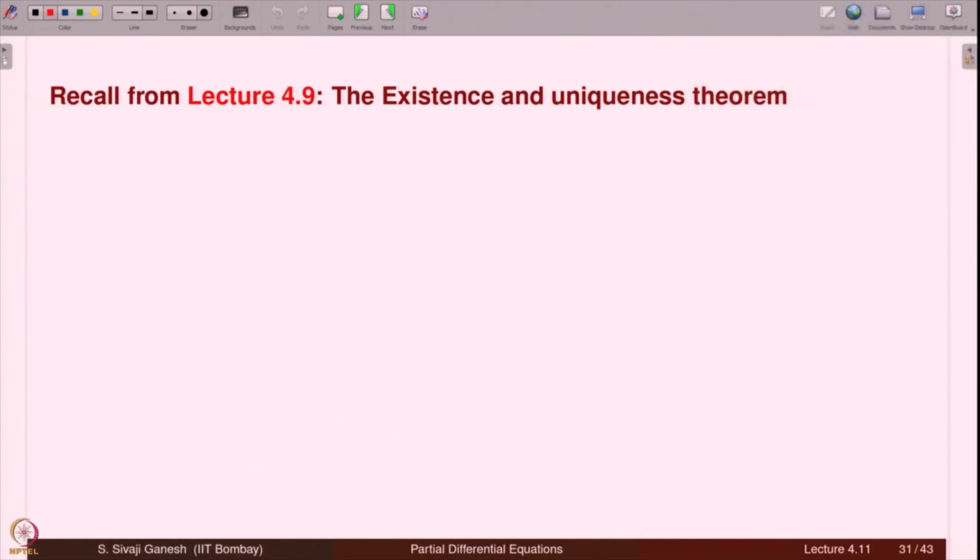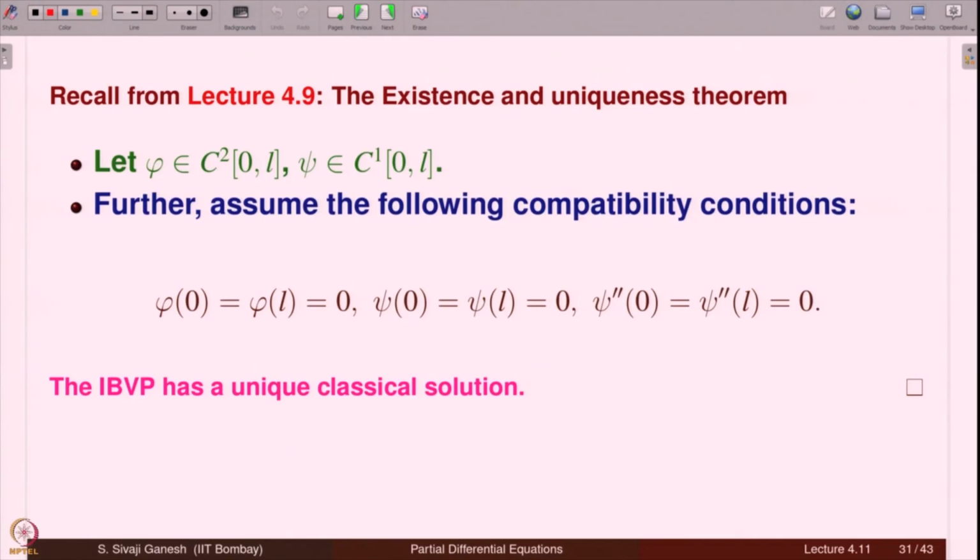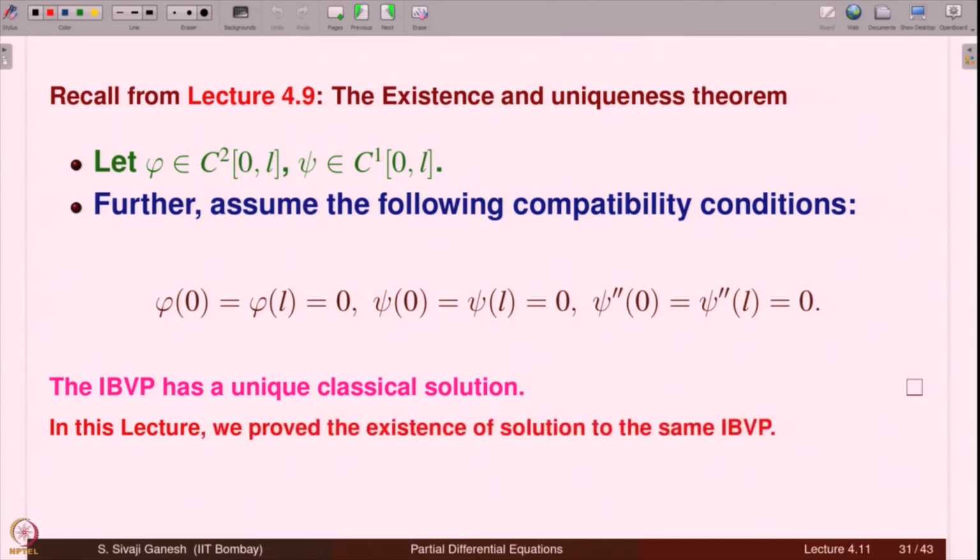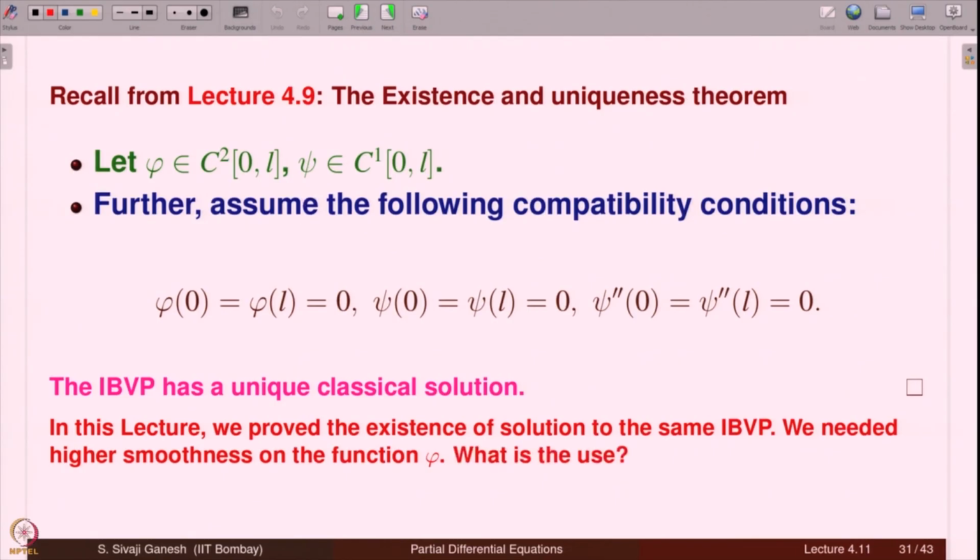Okay. Let us recall from lecture 4.9, we have proved the following existence and uniqueness theorem following first principles for the same problem, the same IBVP. Of course we considered even the psi term there, u_t(x,0) was not assumed to be 0. In this lecture we assumed psi equal to 0. Now phi is C2 in that theorem; in this lecture we proved the same theorem of existence, but we needed higher smoothness. So what is the use?